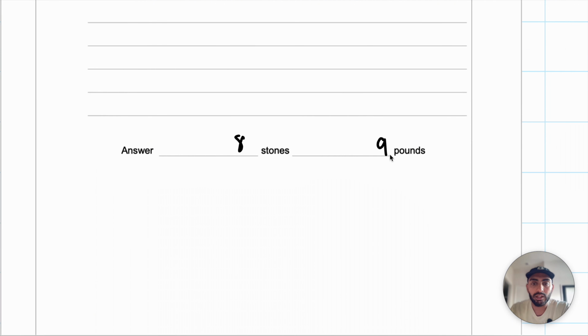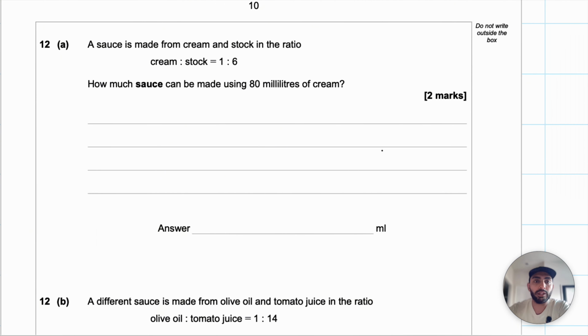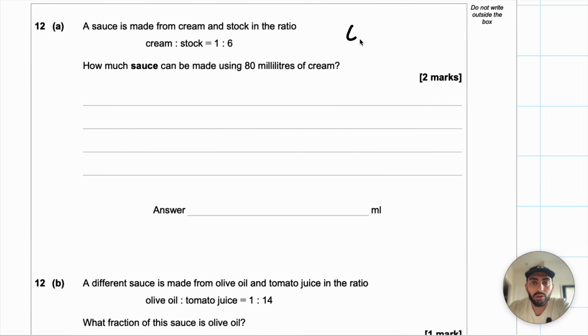So 8 stones and 9 pounds. Question 12. A sauce is made from cream and stock in the ratio cream to stock is 1 to 6. How much sauce can be made using 80 milliliters of cream? So we're going to use 80 milliliters of cream.